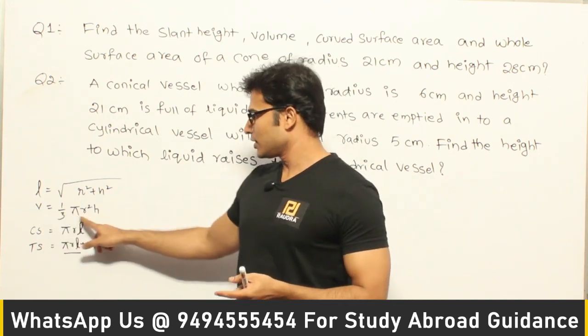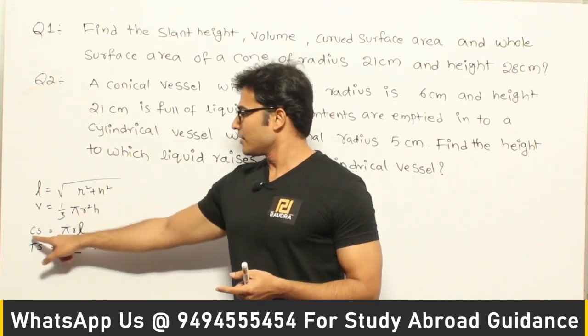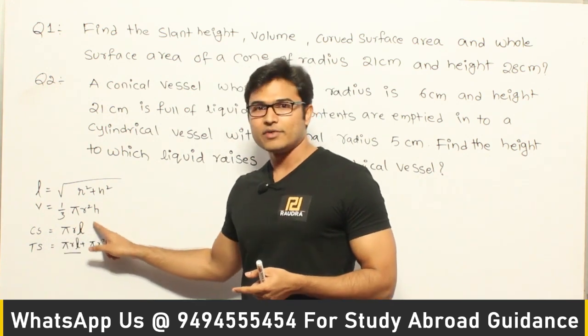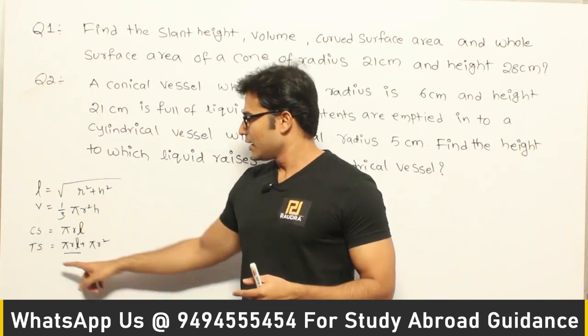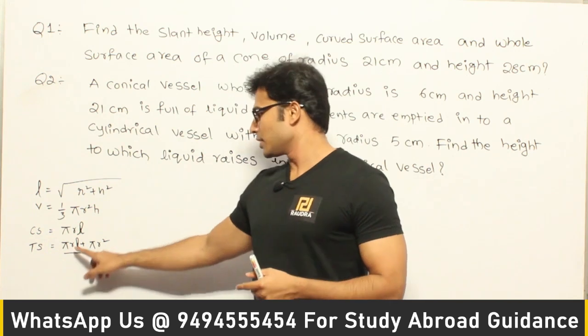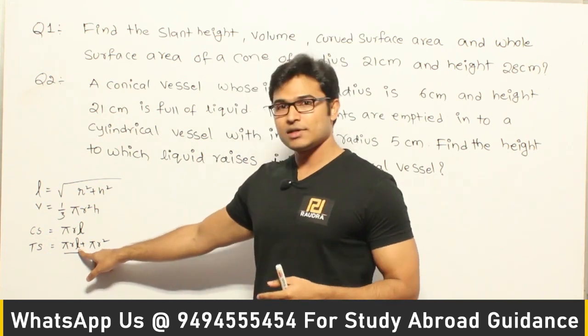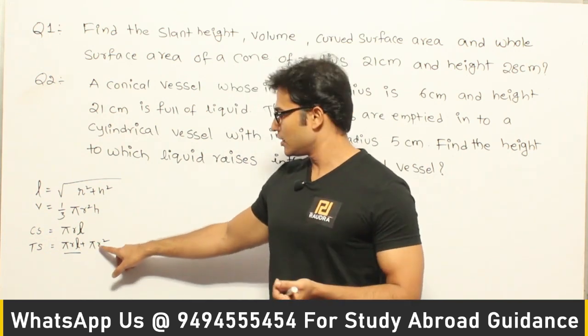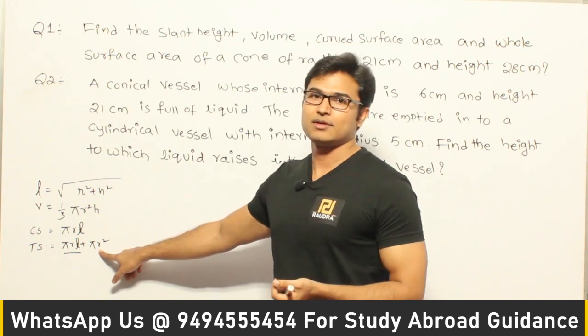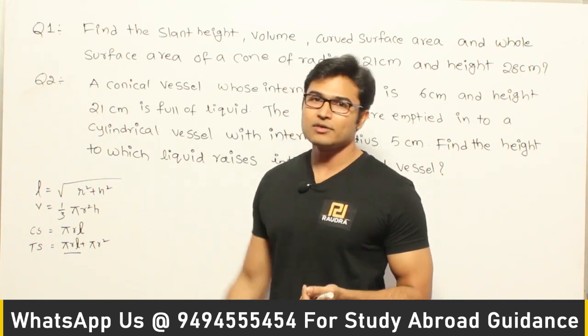Volume is 1/3 pi r square h. Curved surface area is pi r L, where L is the slant height. Total surface area is going to be this curved surface area plus the area of the base, and the area of the base is pi r square, right? So unlike cylinder, we have only one base here.